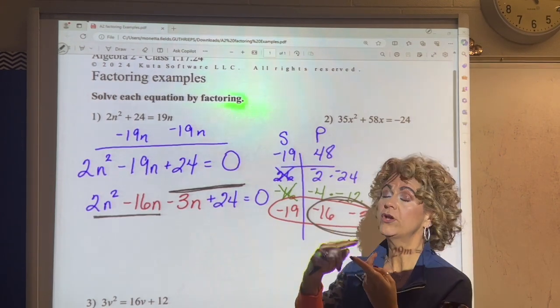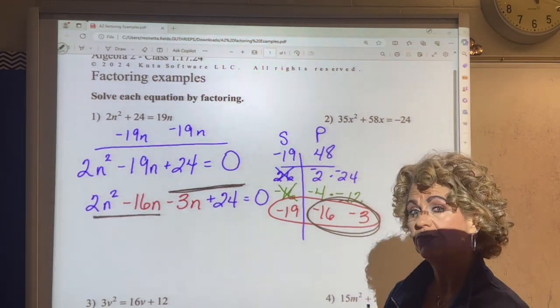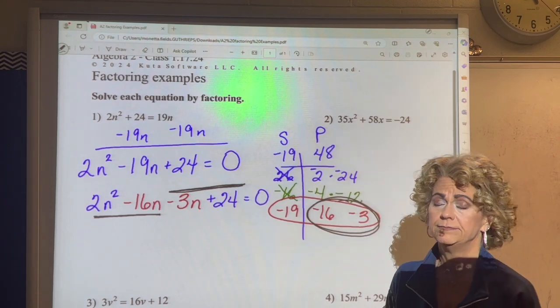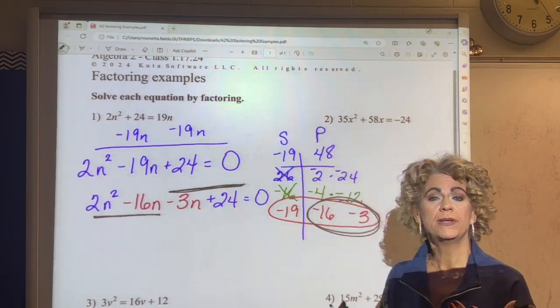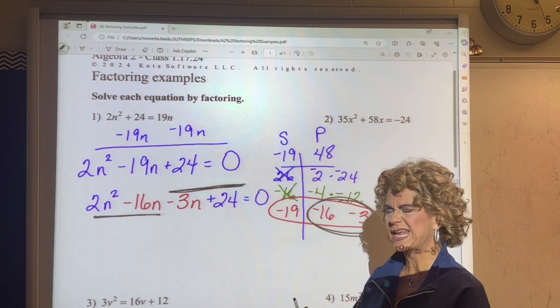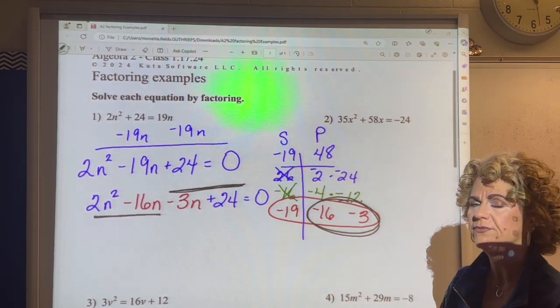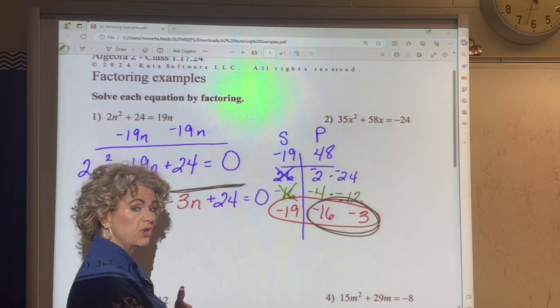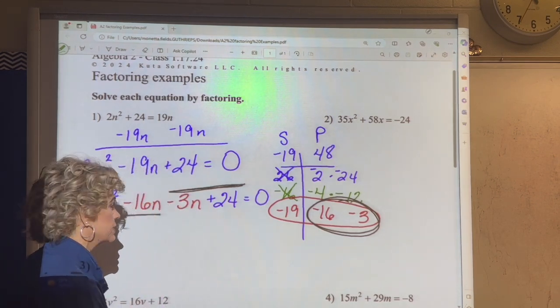If they have both a common variable and a factor, I'm taking both those out. If they have only a common variable, I'm only going to take that out. If they only have a common number, I'm going to take that out. When I say take it out, I'm factoring it out, I'm dividing it out, I'm putting it out front. I'm using the distributive property backwards, so to speak.